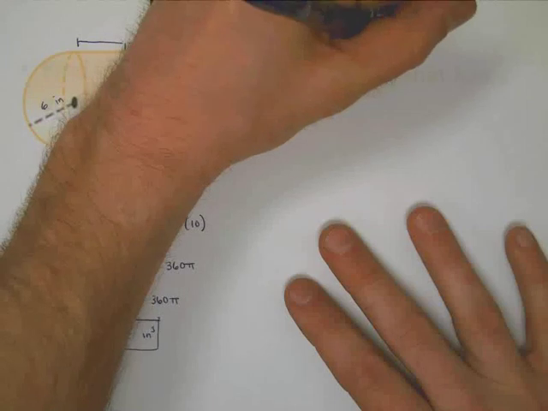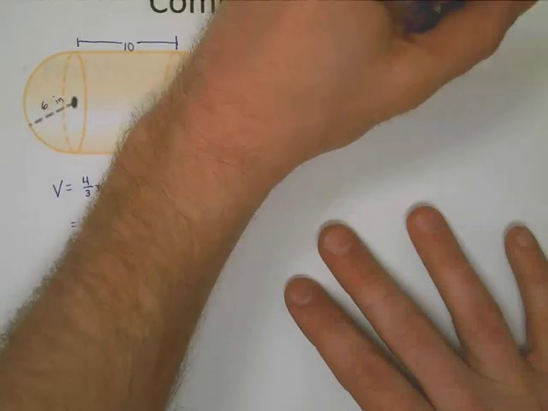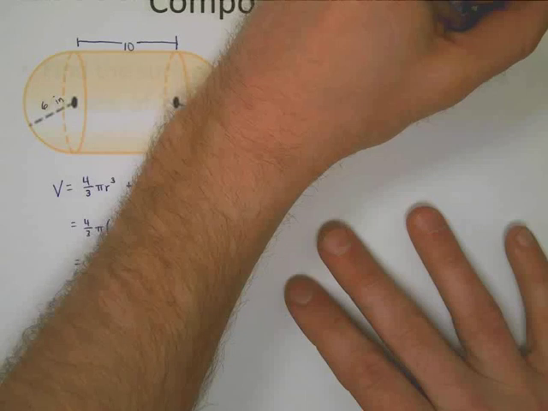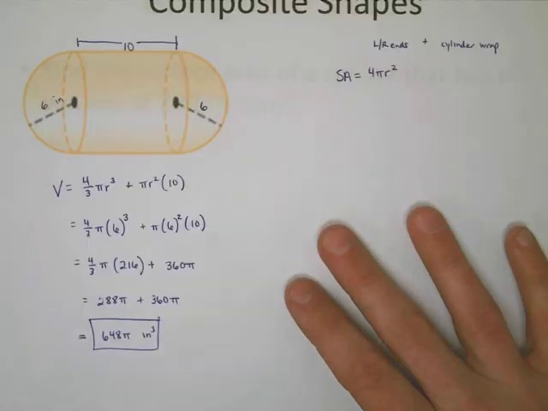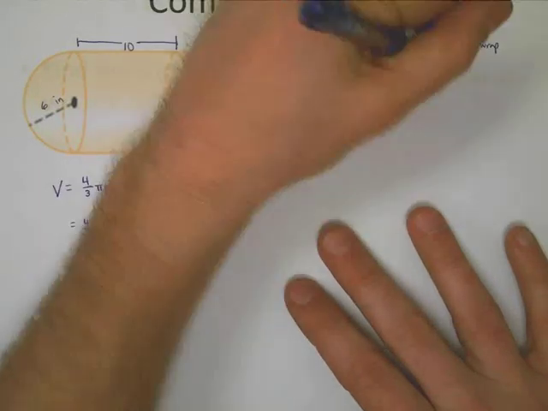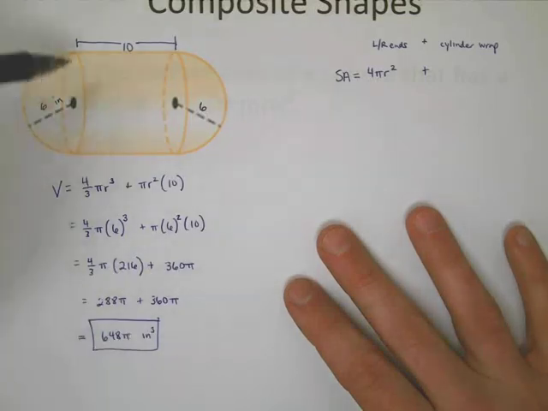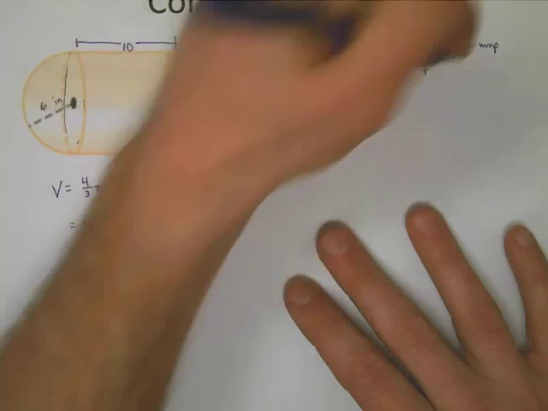So, surface area, 4 pi r squared. This will take care of the left and the right ends. Plus, I have that cylinder wraparound that I need to take care of. And this is where it's helpful to know that for the cylinder wraparound, I take the circumference of the circle here. The radius of this circle is 6, so the diameter is 12. That means the circumference is 12 pi.